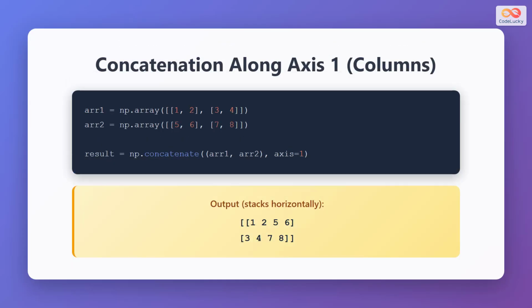Using the same two arrays, let's see what happens when we concatenate along axis 1 instead. This time we're stacking the arrays horizontally, adding new columns. The result is a 2 by 4 matrix where array 2's columns are added to the right of array 1's columns. The output shows 2 rows with 4 elements each, 1, 2, 5, 6 in the first row, and 3, 4, 7, 8 in the second row. Axis 1 concatenation is useful when you want to add new features or attributes to your existing data.